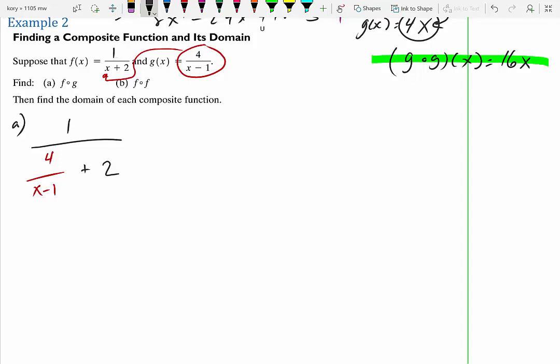This is a complex fraction. We absolutely hate it, but we can get rid of all of these weird fractions by multiplying by something. What do you think we should multiply by? X minus 1. Yep, we're going to multiply everything by x minus 1. Because when we do that, you notice it cancels these out. So we're no longer working with a complex fraction. So we do 1 times x minus 1, which is just x minus 1. And then we have 4 left on top. So 4 plus, we distribute the 2, 2x minus 2.